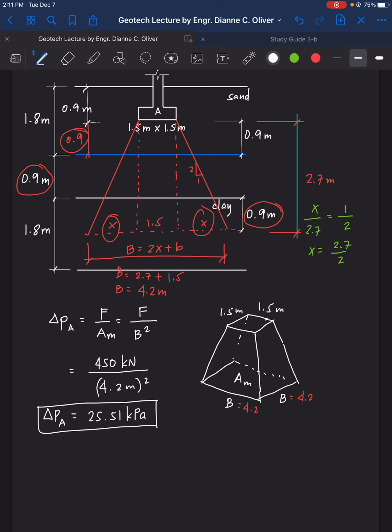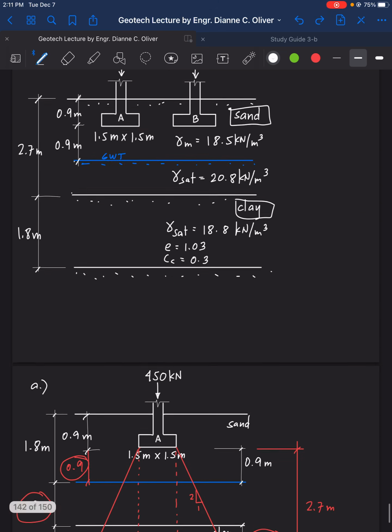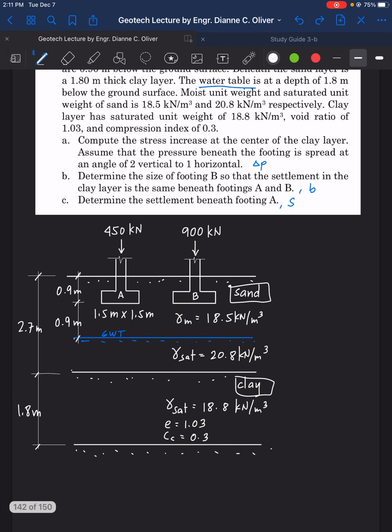Take note, it says there, center of the clay layer. So this is the clay layer, the 1.8, we took the middle. So that's for letter A. Let's go to letter B. What's for letter B? Determine the size of footing B so that the settlement in clay layer is the same beneath footings A and B.